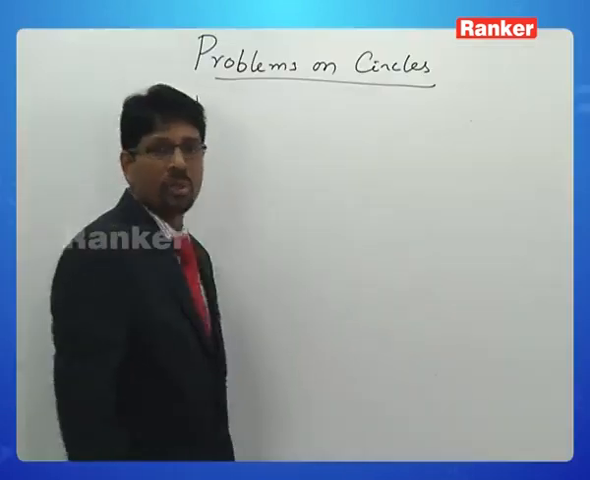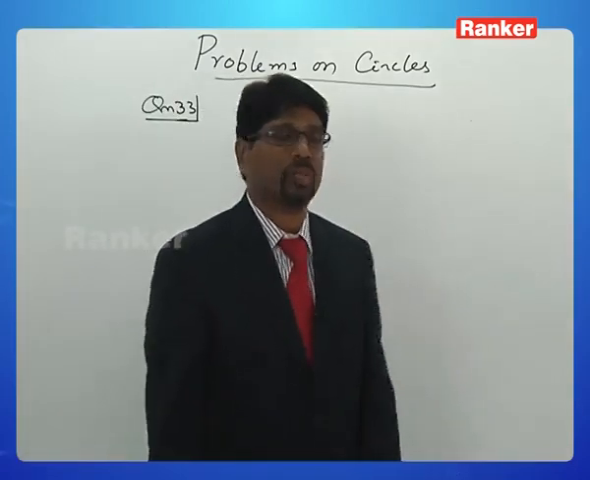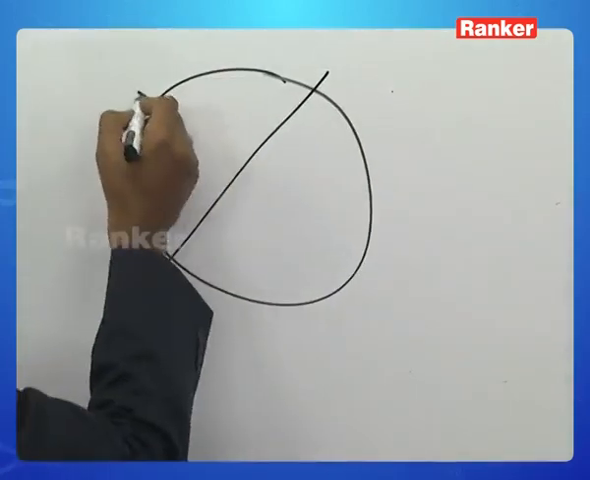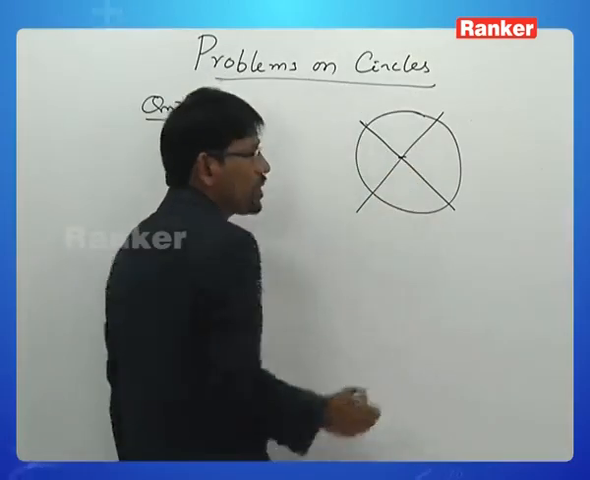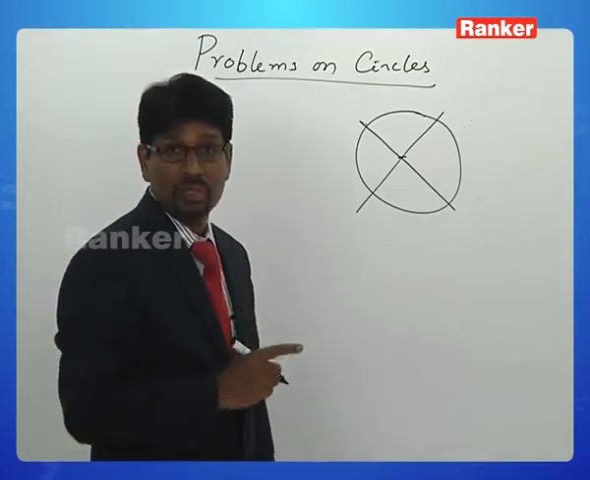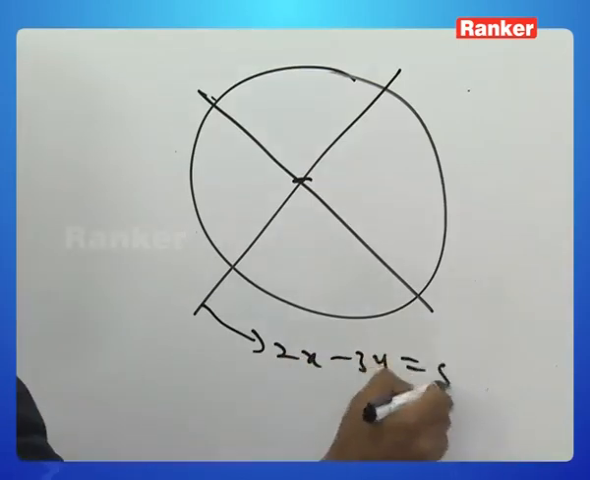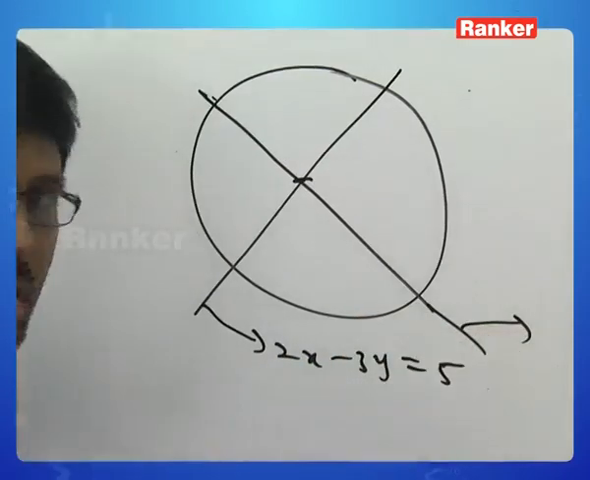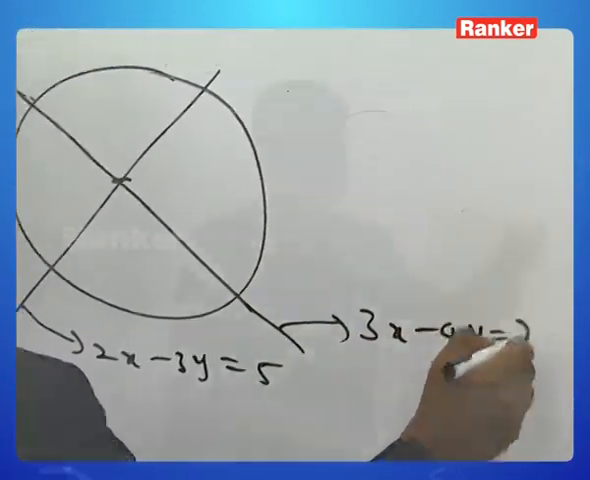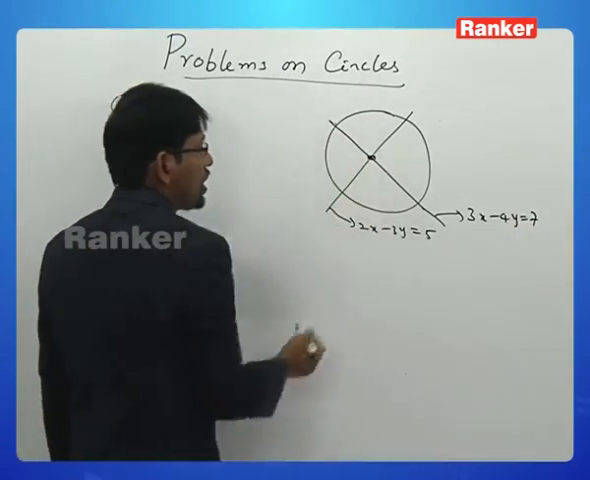Now we are given two diameters, 2x minus 3y equal to 5 and 3x minus 4y equal to 7. Diameters are definitely lines passing through the center. So when you solve these two, what do we get? We get the center of the circle. So 2x minus 3y equals 5, and let us say this diameter is 3x minus 4y equals 7. When we solve these two equations, we get the center, because they both pass through the center.